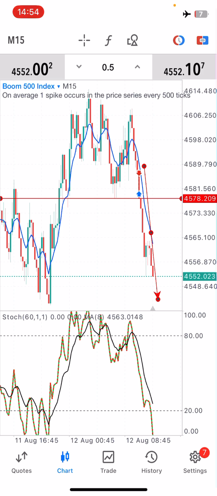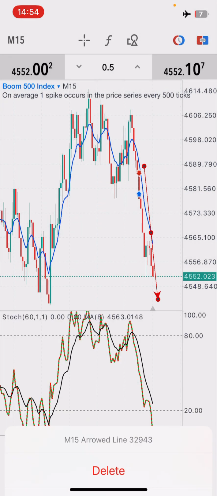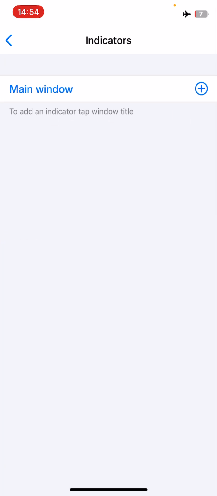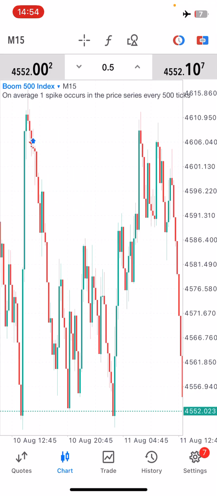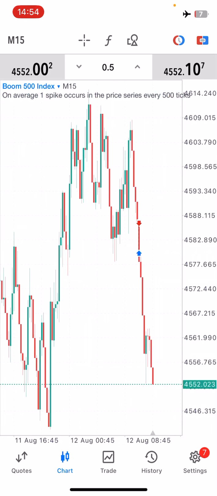So what I'll do right now is I'll remove all my indicators, and then we'll have a step-by-step process of installing this strategy. Okay, so I'm going to go to my settings, and then I'm just going to remove all the indicators, and as you can see, we now have a blank chart. We are currently on Boom 500, and this is the time frame that we are going to be using, the 15-minute time frame. So make sure you have that in mind as well.